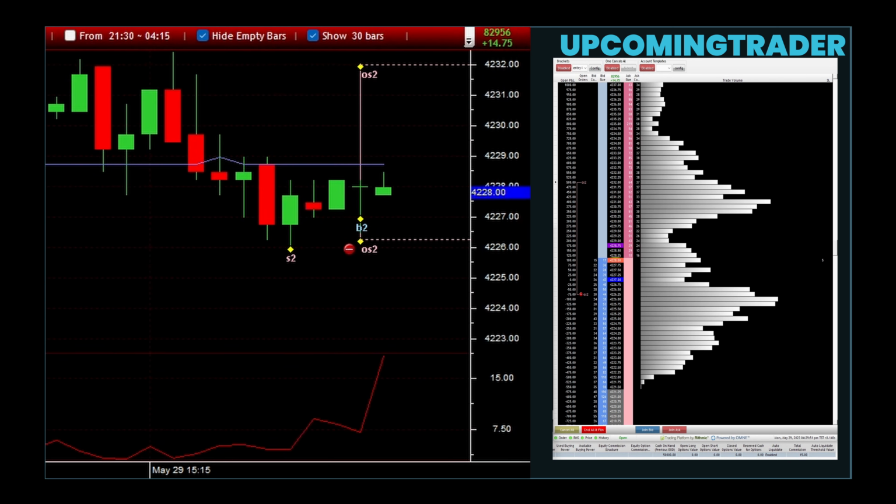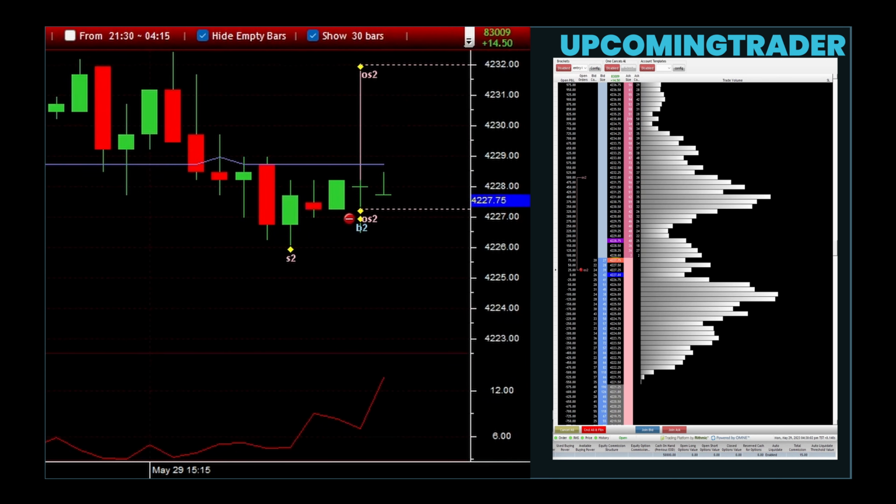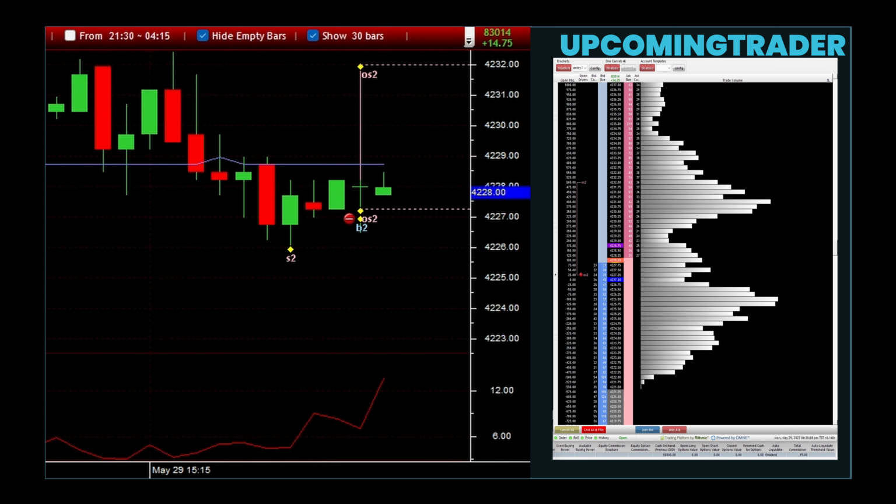Now let us talk about some common mistakes people make when using TPO charts. First, do not overreact to small moves. Not every price movement outside the value area or the initial balance is a big deal. Be patient. Wait for confirmation before you decide to make a trade.